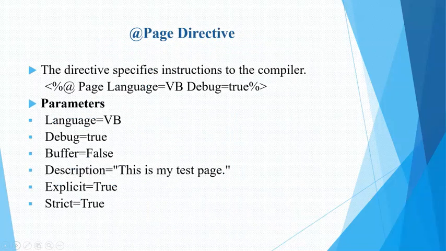the page directive. The directive specifies the instructions to the compiler, that is <%@ Page Language="VB" Debug="true" %>. And these are the parameters of the page directive. Language equal to Visual Basic, that is VB. Debug equal to true. Buffer equal to false. Description: this is my test page. Explicit true. Strict equal to true. These are the page directive parameters.